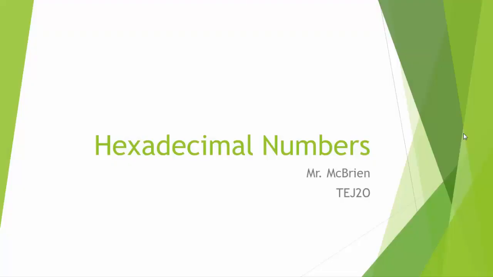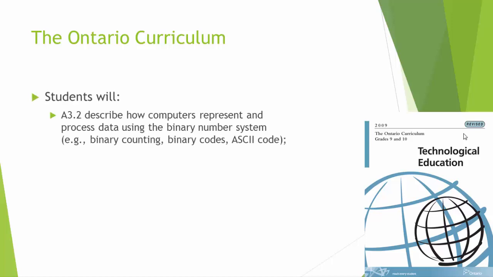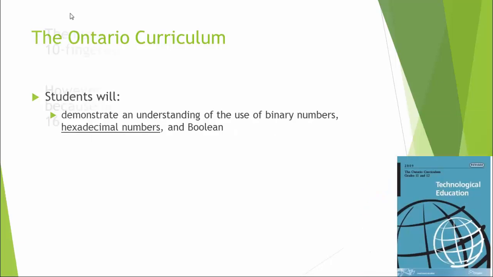Hello, I'm Mr. McBrien. This is TEJ20, hexadecimal numbers. The Ontario curriculum wants us to be able to describe how computers represent and process data using the binary number system. We're going to actually realize that the hexadecimal number system is very important to using the binary number system, and for this reason we'll also study it.